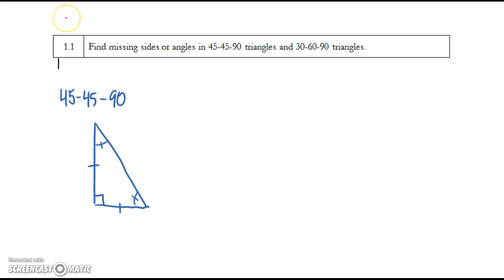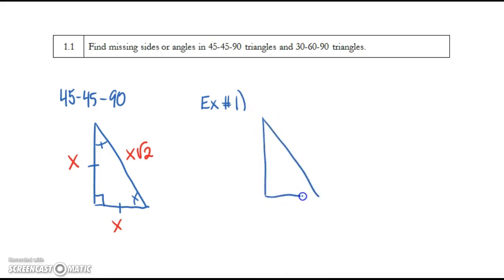All right, so the ratios of the sides in a 45, 45, 90 triangle are x, x, and x root 2. And using these ratios, you can then find the missing sides in any 45, 45, 90 triangle. So let's take a look at our first example. Suppose we have a 45, 45, 90, and you are given that one side here is 12. Okay? And you want to find the other two sides.